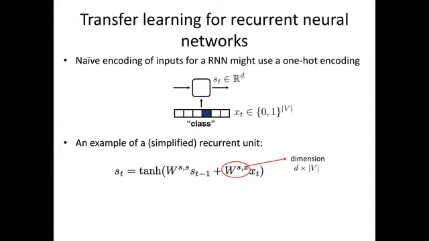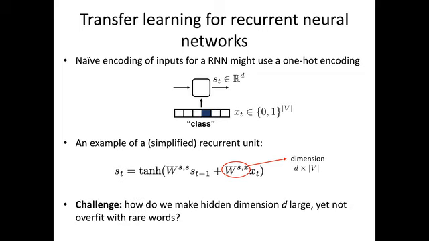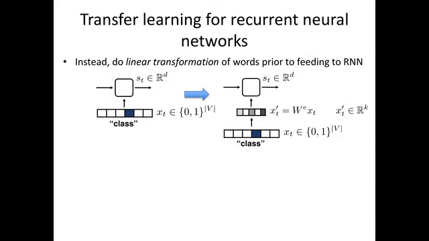Now, the reason why I'm going through these details is to point out that the dimension of that W_SX matrix is the dimension of the hidden states, the dimension of S, by the vocabulary size if you're using a one-hot encoding of the input. So if you have a huge vocabulary, that matrix W_SX is also going to be equally large. And the challenge that presents is that it would lead to overfitting on rare words very quickly. And so that's a problem that could be addressed by instead using a low-rank representation of that W_SX matrix.